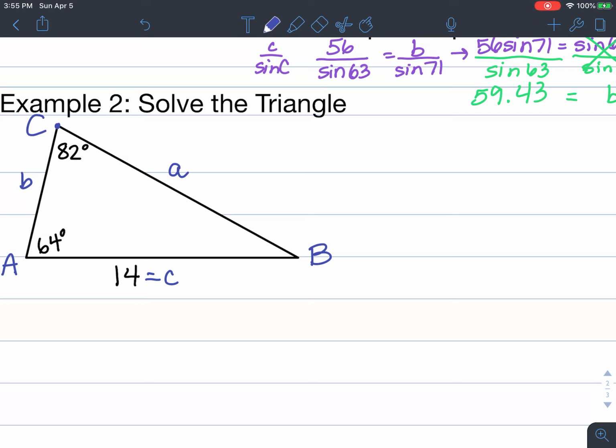So first we're going to identify the type of triangle we have. So what kind of triangle do we have here? We have two angles and a side. So it's either angle, angle, side, or angle, side, angle. Is the side that's given between the angles? No, so it must be angle, angle, side.